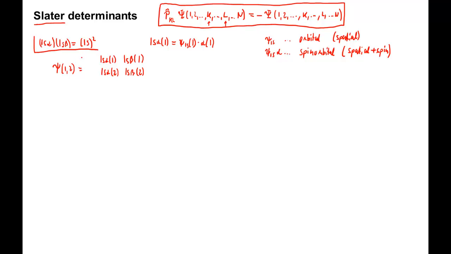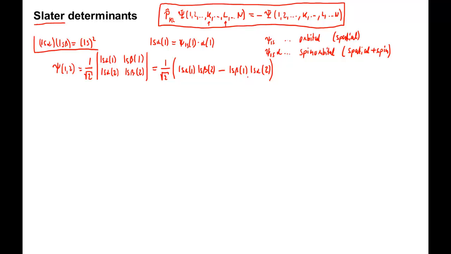Now, take the determinant of this matrix, indicated by vertical bars, and pre-multiply it with 1 over square root of 2. This is the normalization factor. If you expand this determinant, we get 1 over square root of 2 times 1s alpha 1, 1s beta 2, this is the product of the diagonal terms, minus 1s beta 1, 1s alpha 2. This is the product of the antidiagonal terms.